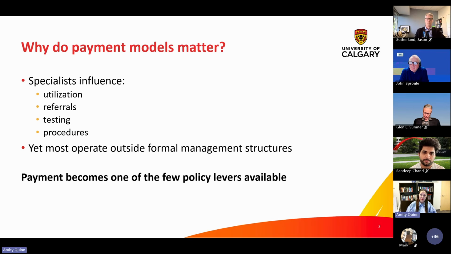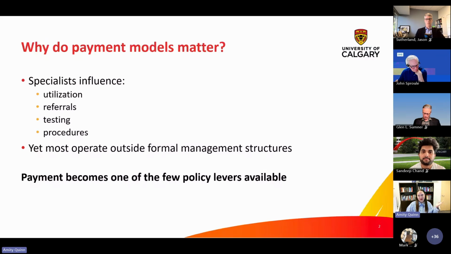So this has important implications. If governments want to improve access, reduce wait times, address unwanted variation, or encourage new models of care, they often have relatively few direct levers available. So payment policy becomes one of the primary ways the health systems can actually influence physician behavior and try to align care with broader system goals.